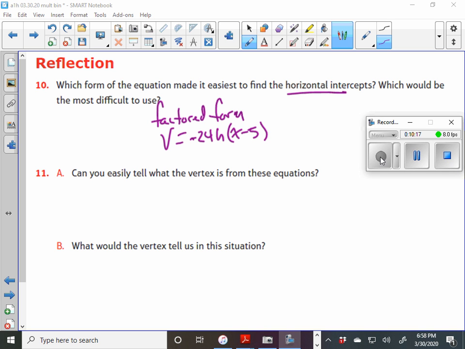11a, can you easily tell what the vertex is from these equations? Not from any of these forms. None of these were vertex forms. So I'm just going to say no, and I'm going to leave it at that. What would the vertex tell us in this situation? It would tell us our maximum value.